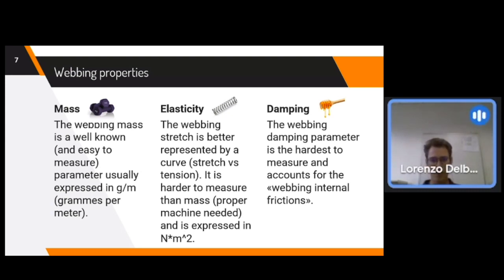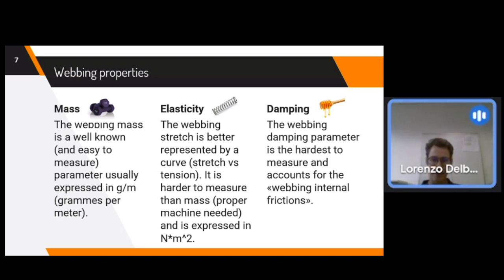Mass, as I said, is the easiest parameter to measure. Elasticity, you need a proper machine, but it can be done. Damping, also in the engineering world, is extremely difficult to achieve. There are techniques, absolutely, but they depend a lot on disturbance and how you perform the test. So it's difficult to achieve, but it can be done naturally.